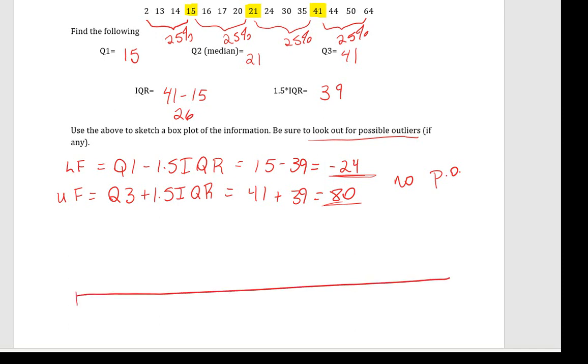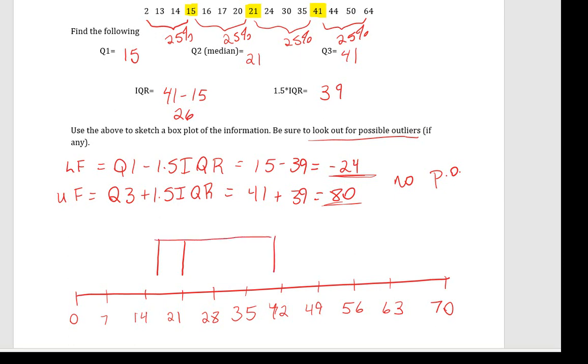So let's go ahead and draw this out. I'm going to make mine go from 0 to 70. And then I'm going to go ahead and make my tick marks in 7s. All right, so now that that's done, I always start with the box. So the middle part, that's going to give you the IQR. So I'm going to start with Q1, Q2, and Q3. Those are going to be at 15, 21, and 41.